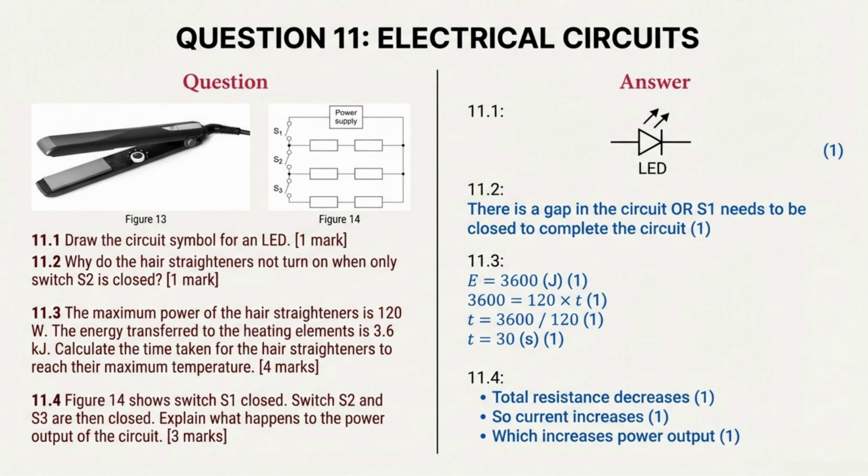Yes. Adding parallel branches decreases the total resistance of the circuit. And if resistance decreases, the total current drawn from the supply increases. And bringing it back to power. Power equals potential difference times current. Since the current has increased, the total power output increases. So turning on more parallel components draws more power.